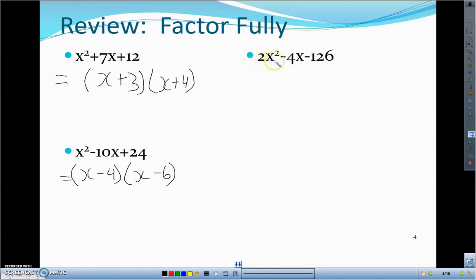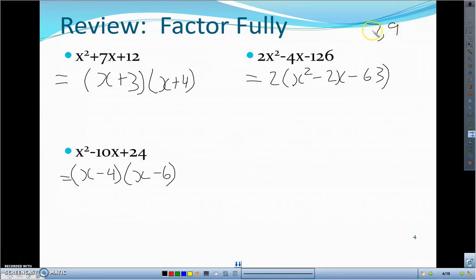When we get to this one, we've got this 2 that's here, and the first thing we want to do is common factor. Each of these numbers divides by 2, so this would be equal to 2 times x squared minus 2x, and 126 divided by 2 is minus 63. So we need two numbers which multiply to minus 63 and add to negative 2, and one has to be positive, one has to be negative. The first thing that comes to mind is 9 and 7.